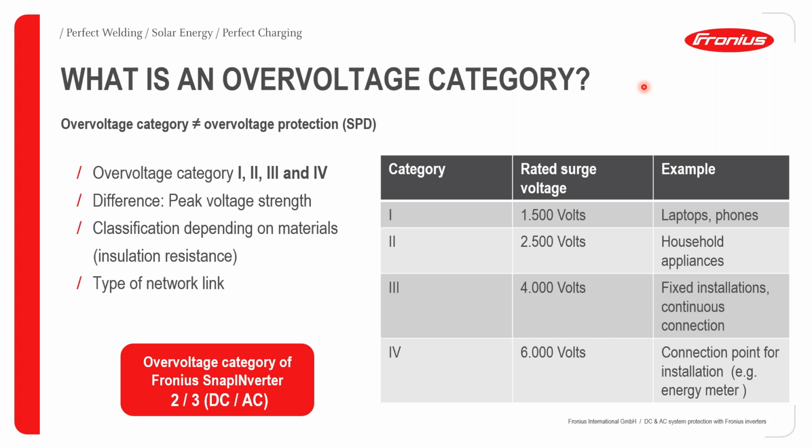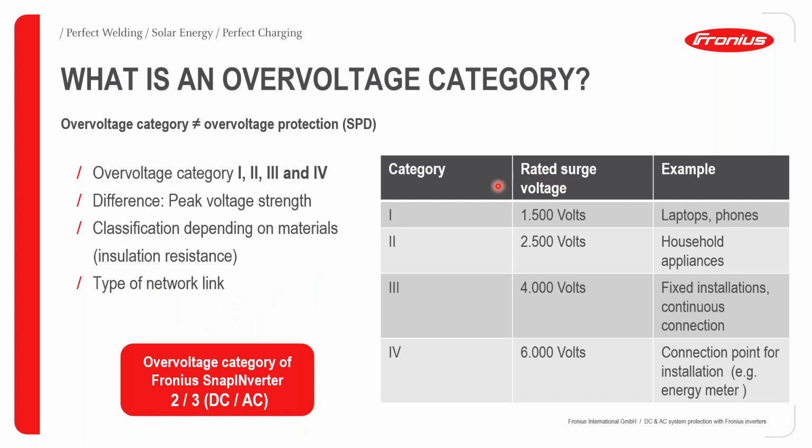So we also have to understand the difference between the overvoltage category, which you are looking at now, and overvoltage protection, what we refer to as surge protection. The overvoltage categories are about 4. So we have category 1, 2, 3, and 4. And the difference is the peak voltage strength for each class rating. The classification depends on the materials as far as insulation resistance is concerned. In addition to that, we also have to consider the type of network link.